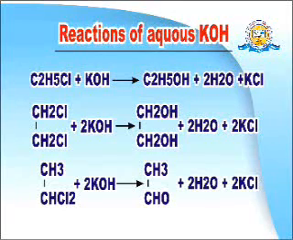Again, another example will be, like for example, dichloroethane. Which one? 1,2-dichloroethane. It is better to call it in the IUPAC system. That is 1,2-dichloroethane plus aqueous KOH, that is solution in water. Will give what? CH2OH-CH2OH, that is glycol.